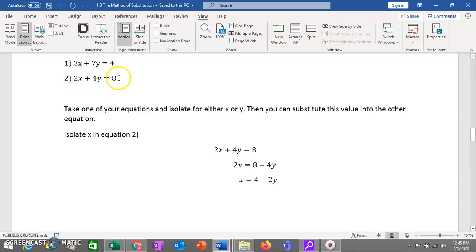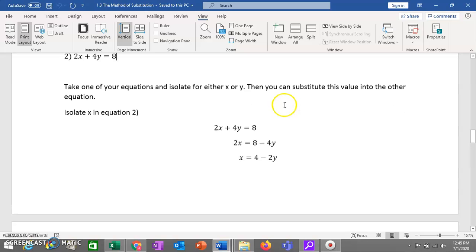If I'm looking at the second equation, I notice they're all even numbers, so I can divide them all by 2. I also notice that the x has a 2 next to it. So that means I can get rid of this 2, and since these numbers can be divided by 2, I won't get any fractions. That's kind of nice. If I just take this whole thing and divide by 2, I can isolate for x without any complicated fractions. So I'm going to do that.